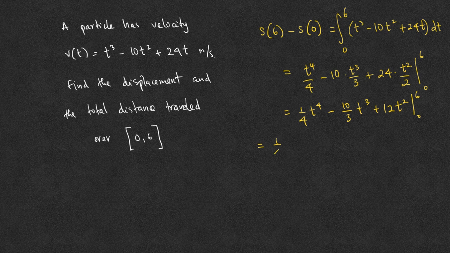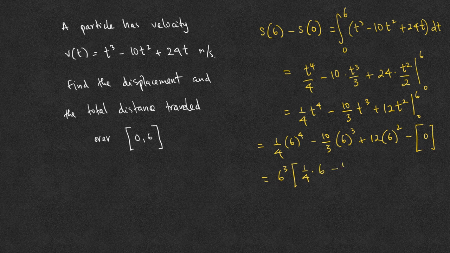If we plug in 6, we have 1 over 4 times 6 to the fourth power minus 10 over 3 times 6 cubed plus 12 times 6 squared minus, and if we plug 0 into each of these terms, it will be 0. To simplify this, we factor out 6 cubed. We end up with 1 over 4 times 6 minus 10 over 3 plus 2. 12 is 6 times 2. This is 6 cubed. 6 over 4 is 3 over 2 minus 10 over 3 plus 2. And this will be 36. The unit is meters. The displacement over the interval 0 to 6 is 36 meters.